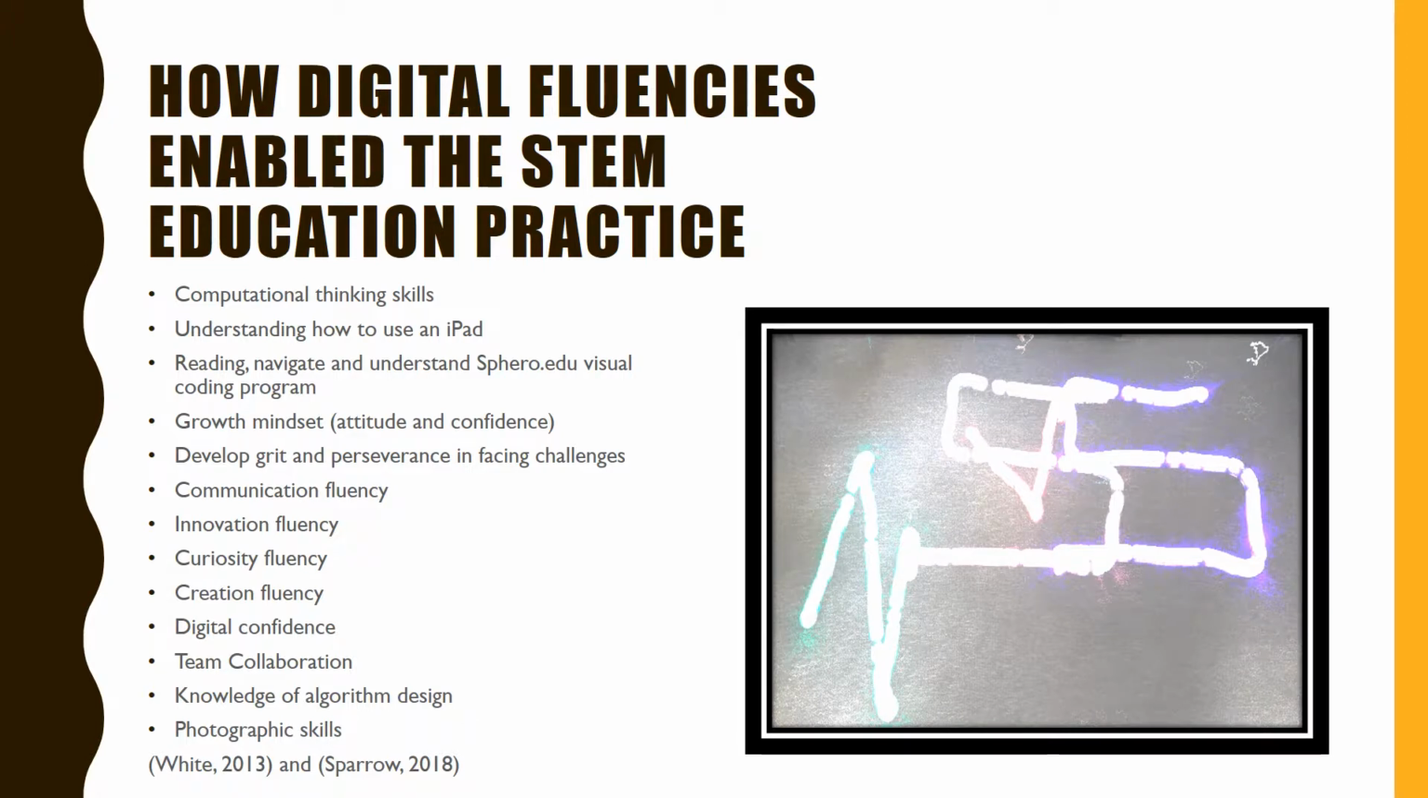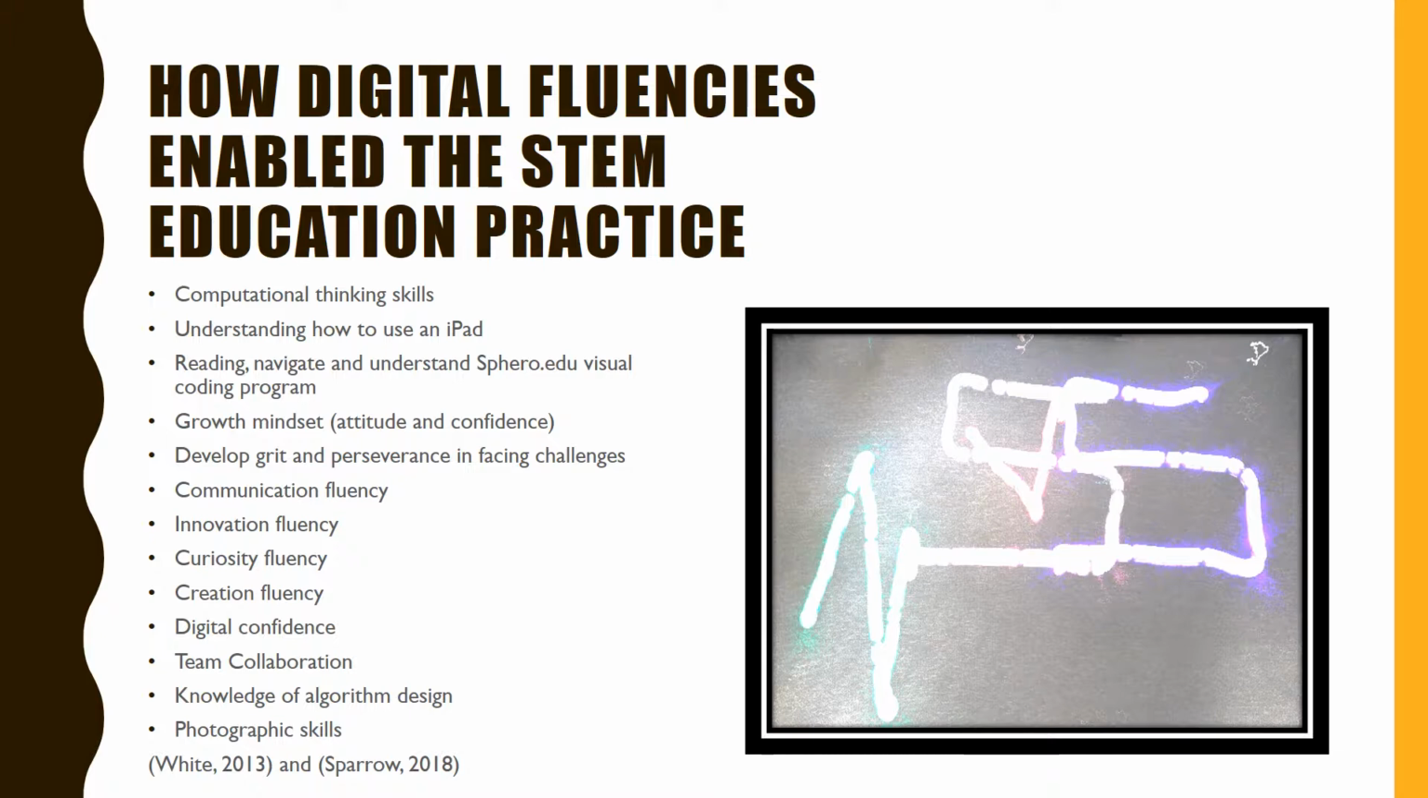The STEM activity was extremely engaging for students, but it required and reinforced several digital fluencies. Students' attitude and confidence played a major role in how students attempted the activity and their willingness to work collaboratively within their group. This collaboration built student fluency through communication, innovation, and curiosity. Students had an understanding of visual coding through code clubs, so their digital confidence was already in place. Students used problem-solving skills of computational thinking to resolve complications, which are vital to digital fluency.